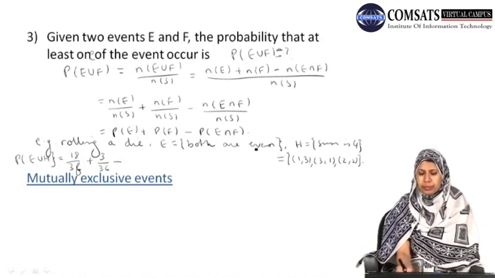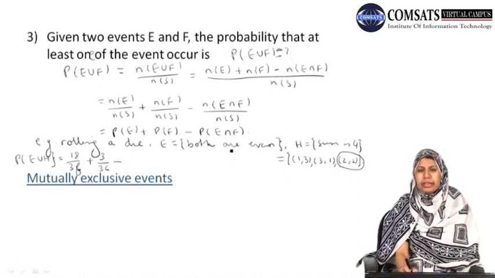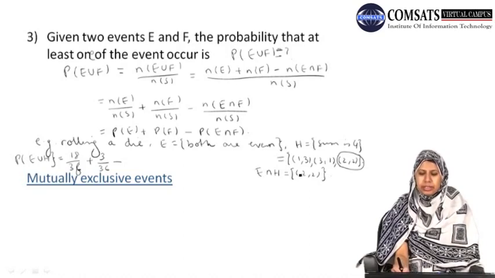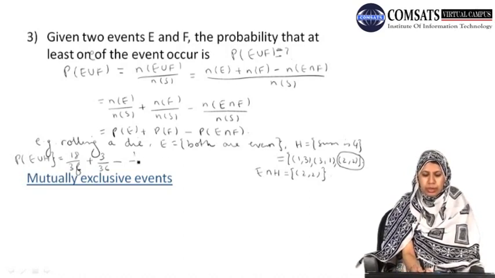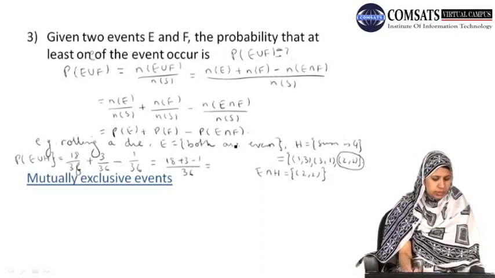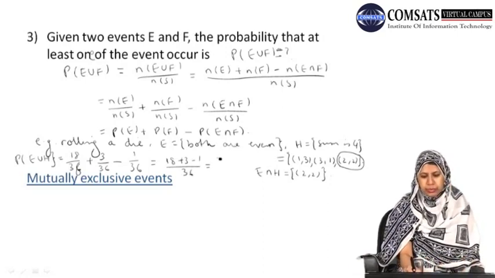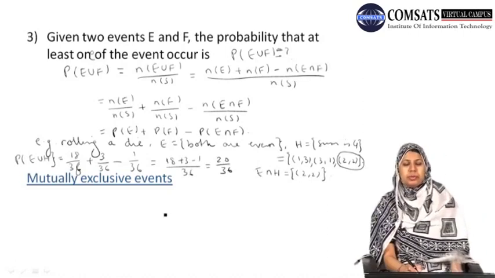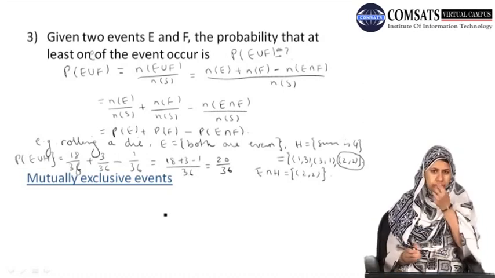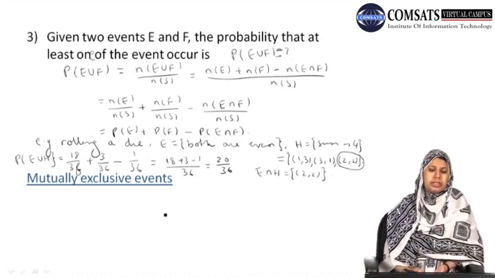Do they have something in common? Yes. This sample point 2 2 also occurs in E, which means that E intersection H is equal to our sample point 2 2. So the probability of this intersection is equal to 1 divided by 36, and we obtain 18 plus 3 minus 1 divided by 36, which is equal to 20 by 36. So the probability that at least one of the events H or E will occur is 20 by 36.